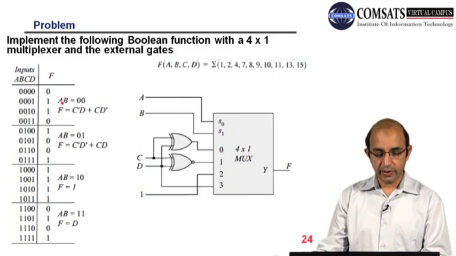external gates. So here you can see we have again different classes: AB 0 0, AB 0 1, AB 1 0, AB 1 1. Whenever we have AB 0 0, we have F is equal to C bar D bar. This is the XOR gate. And whenever AB is equal to 0 1, this is the XNOR, C bar D bar plus C D bar.